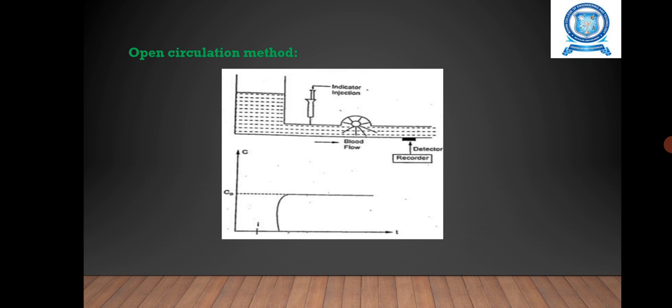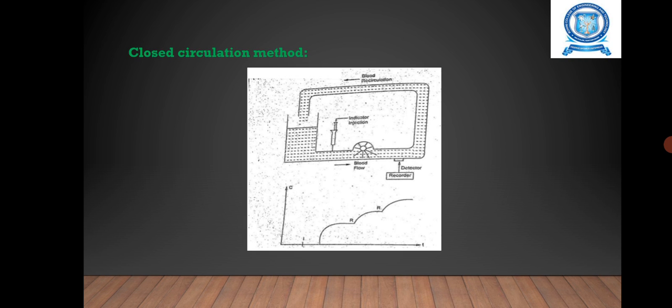In this method, the measurement is made under the assumption that the blood is not recirculated. For example, the indicator is injected into the blood flow continuously from the beginning, time t, with a constant infusion rate of I grams per minute. Then a detector measures the concentration downstream from the injection point. The next one is the closed circulation method.